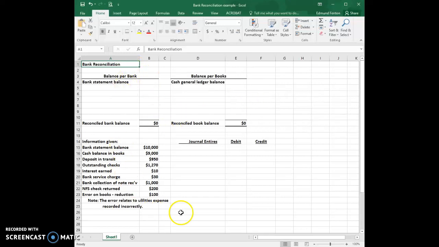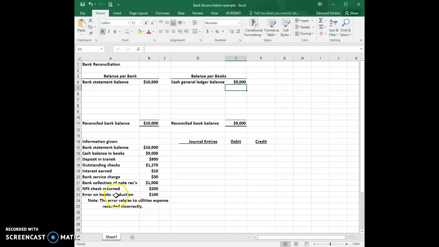And what we have is a small spreadsheet that I set up with some bank account information. So here's the information. The bank statement balance is $10,000. So the bank reconciliation is set up where we adjust the bank balance on the left side and the book balance, our accounting records, on the right side. So the bank statement balance is $10,000. We'll place it here. And this would be the ending cash balance we have in the bank statement. In our books, we show that we have $9,000, so we'll place that over here. And that's what we have in our cash account in our general ledger.